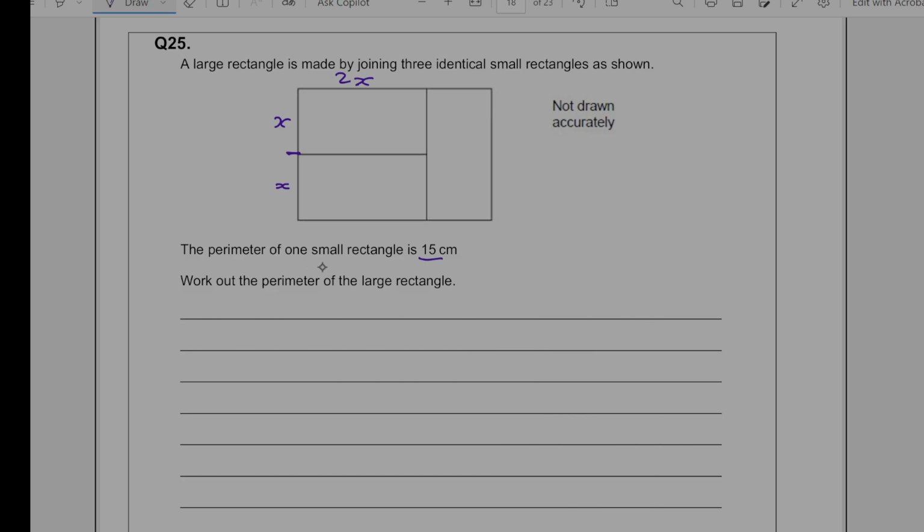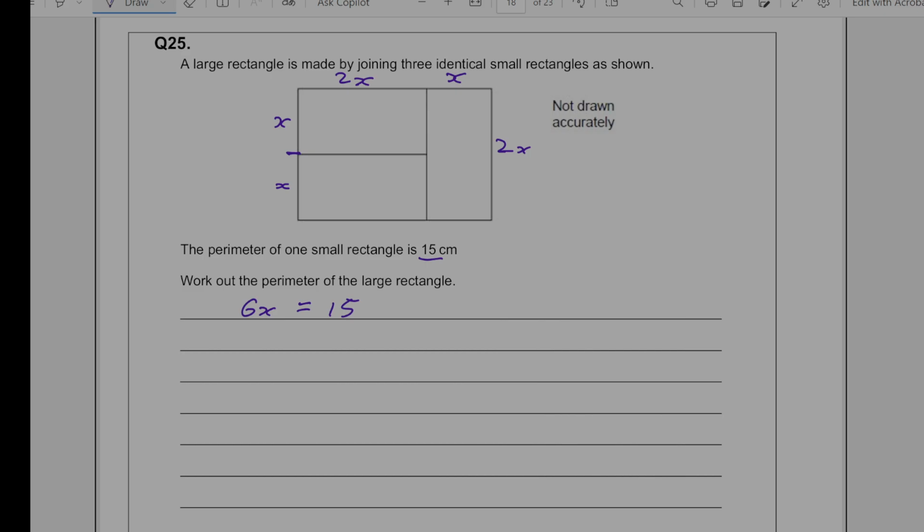So if the perimeter of one of the smaller rectangles is 15, well, that must be, all the way around the outside would be 6x is equal to 15. And we don't really need to solve that, because that side would be x, that would be 2x.